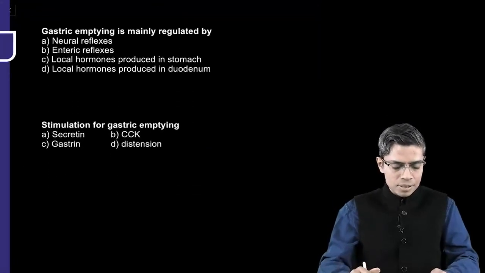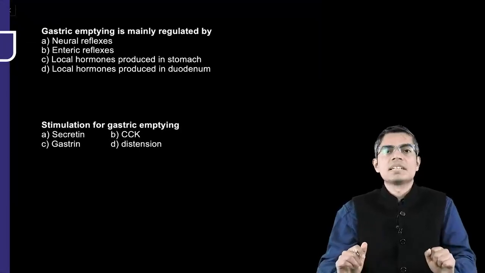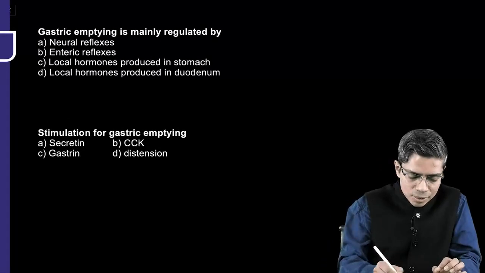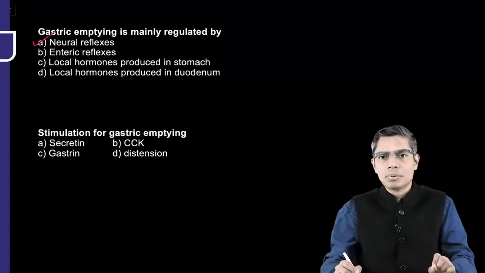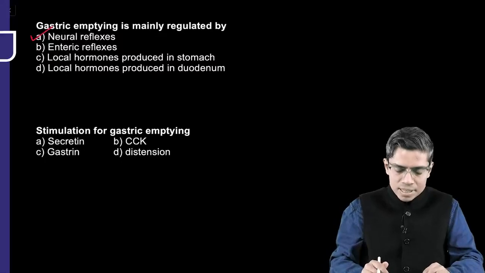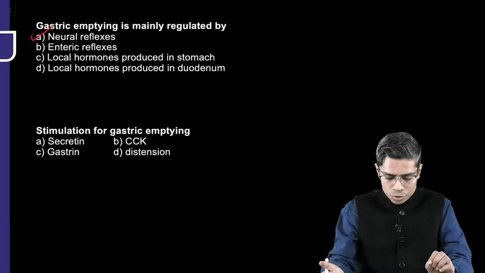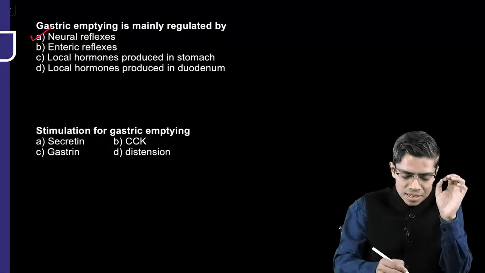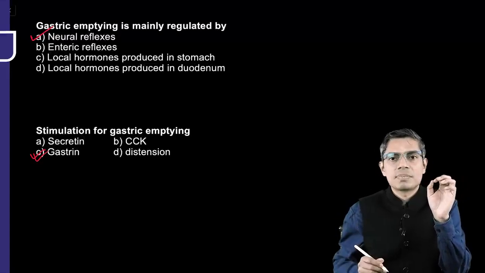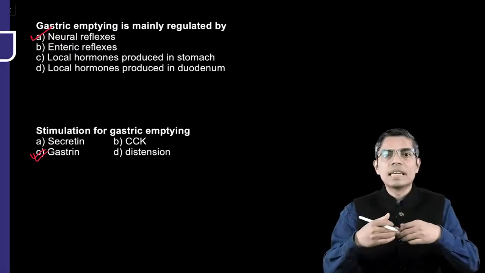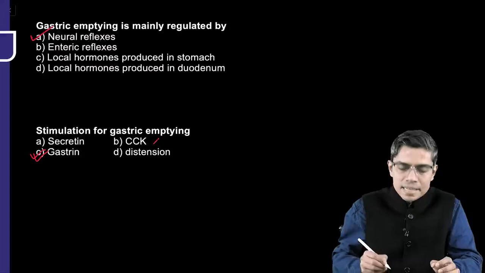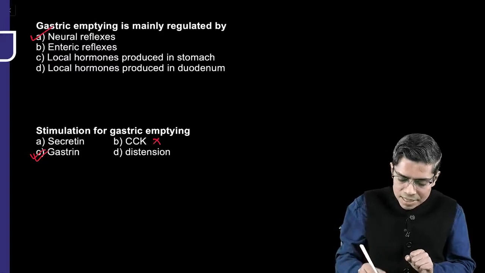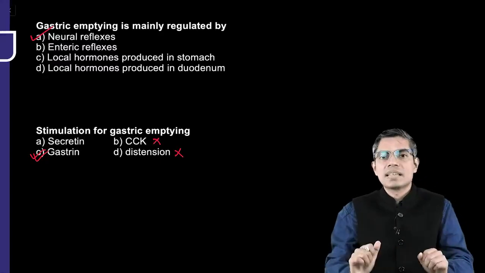But before that, we are going to discuss certain MCQs before finishing. Gastric emptying is mainly regulated by, so direct question, I told you the neural reflex is the main one, right? Stimulation for gastric emptying, right? So distension, or hormone. Which hormone? Gastrin is the hormone which causes relaxation of the pyloric sphincter and it stimulates the emptying of the stomach. But if you look at CCK, it will inhibit the gastric emptying. Distension of the duodenum will inhibit the gastric emptying.